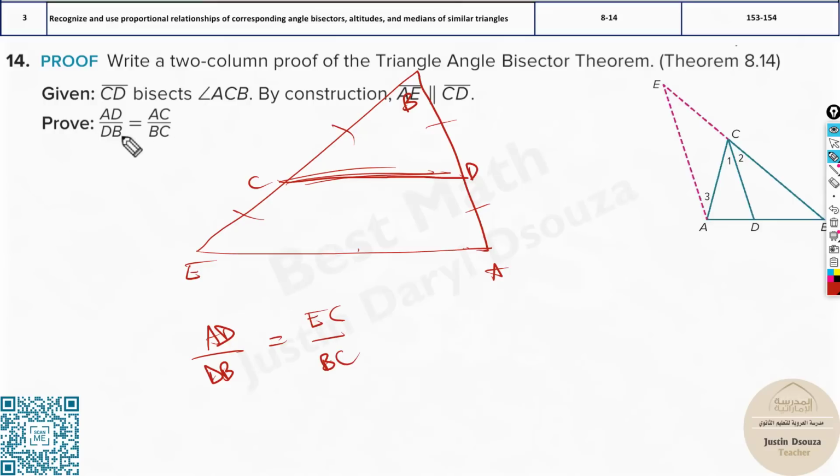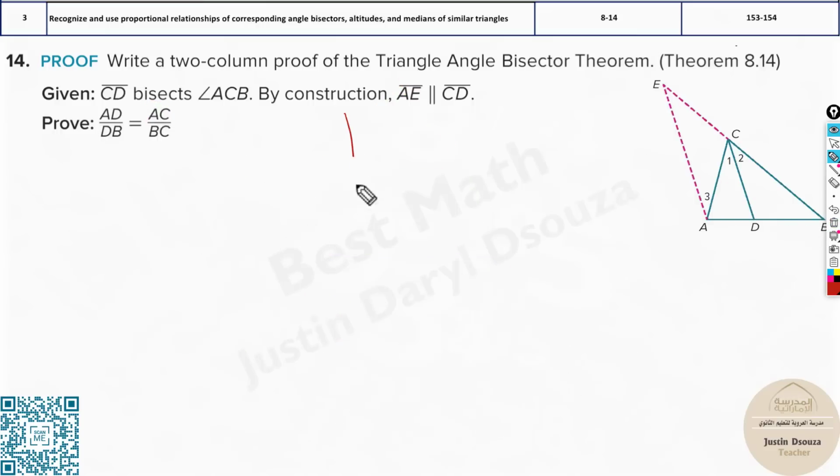Now look here, everything is almost there. Only the problem is AC and EC. I have to prove EC is equal to AC, and I know from the isosceles triangle it can be proven. So now it's very, very simple. This is easily provable, but we have to write it in detail now. Okay, now I'll erase all this. Let me write the statement and reason.